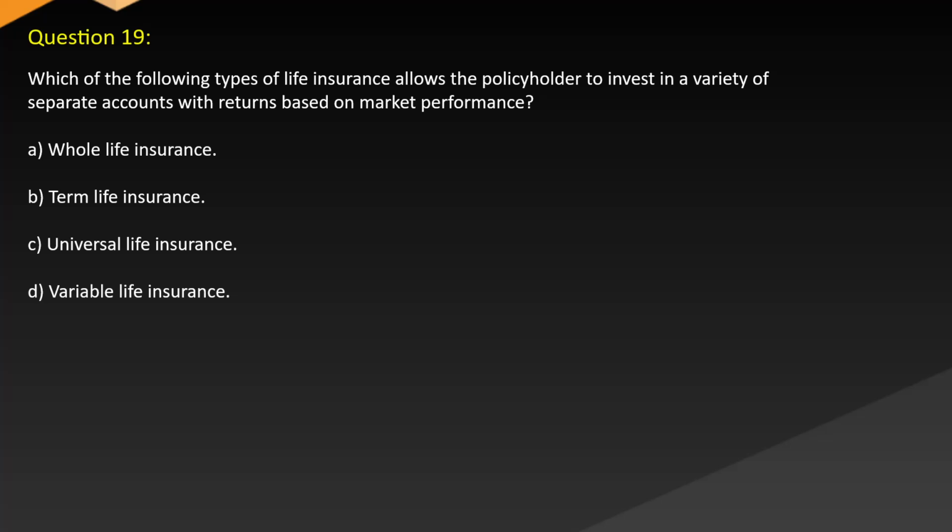Question 19. Which of the following types of life insurance allows the policyholder to invest in a variety of separate accounts with returns based on market performance? A. Whole life insurance. B. Term life insurance. C. Universal life insurance. D. Variable life insurance.